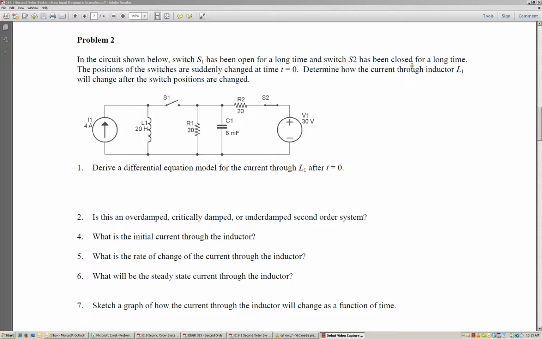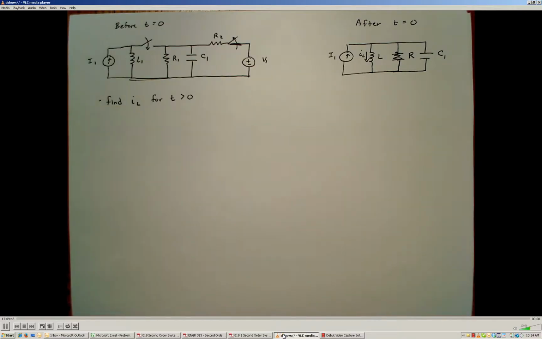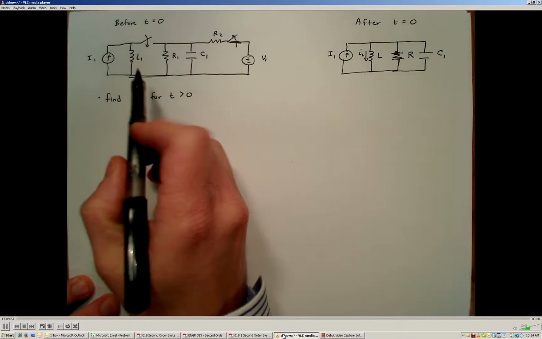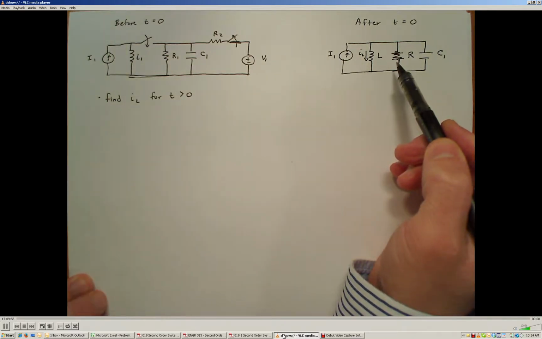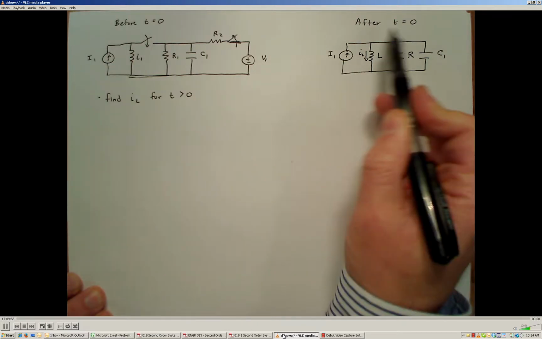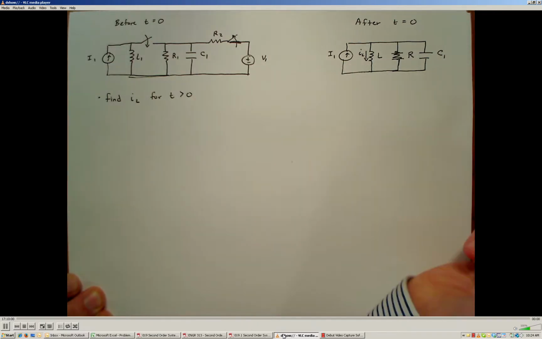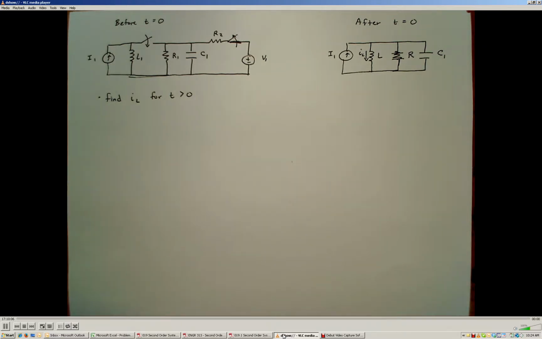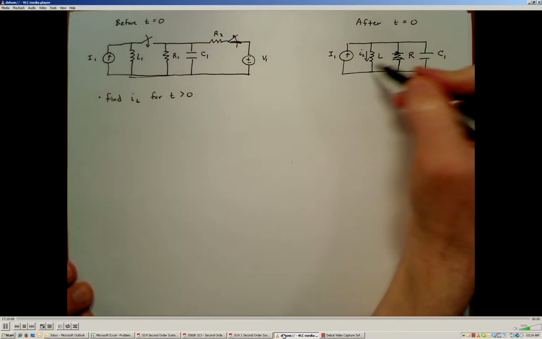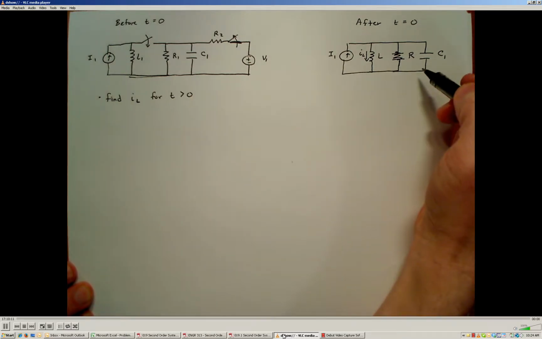And we're asked to model how the current through the inductor L1, this inductor right here, will change as a function of time after the positions of the switches change. So what I've done here is I've drawn the two conditions, the before time equals 0 condition and the after time equals 0 condition. So this is the circuit that we're going to first of all develop the differential equation model for. We have an inductor and a capacitor in this circuit, so we know that we have two energy storage elements, therefore it must be modeled by a second order differential equation.